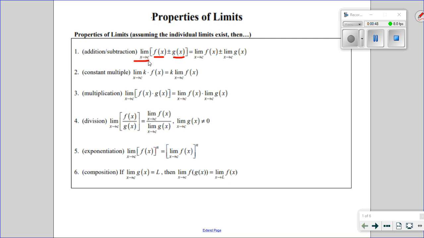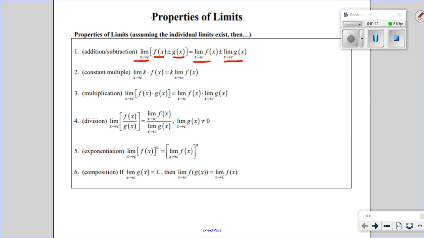Okay, so it kind of goes like this. If you were evaluating the limit of a sum or difference, you just make it the sum or difference of the limits. So we could just evaluate the limit as x approaches c of f of x, evaluate the limit as x approaches c of g of x, and then add or subtract the two numbers.